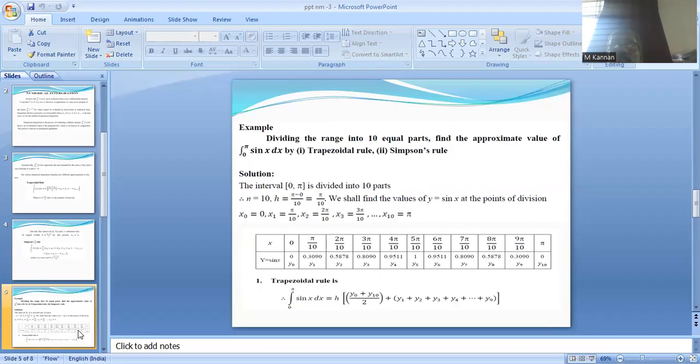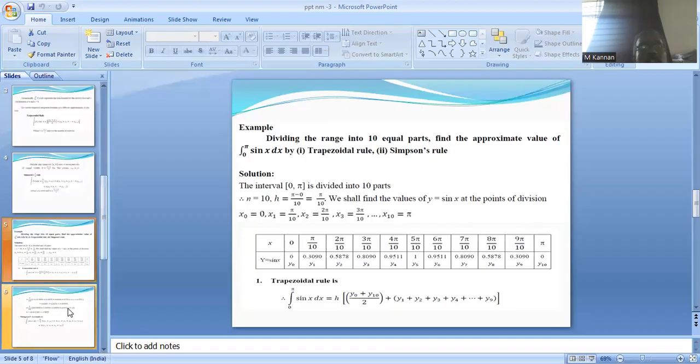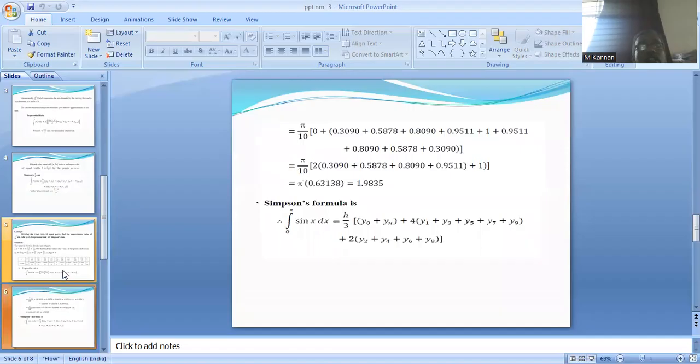Now the trapezoidal rule means the integral from x0 to x0 plus nh of y dx is equal to h by 2 into the sum of the first and last ordinates plus 2 into the sum of the remaining ordinates. Therefore we get the answer: pi by 10 into the sum of the first and last ordinates plus 2 into the sum of the remaining ordinates. Now we substitute the values. Now we get 1.9835.